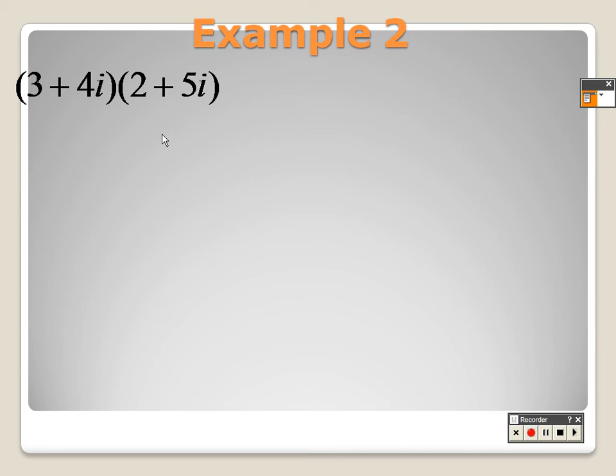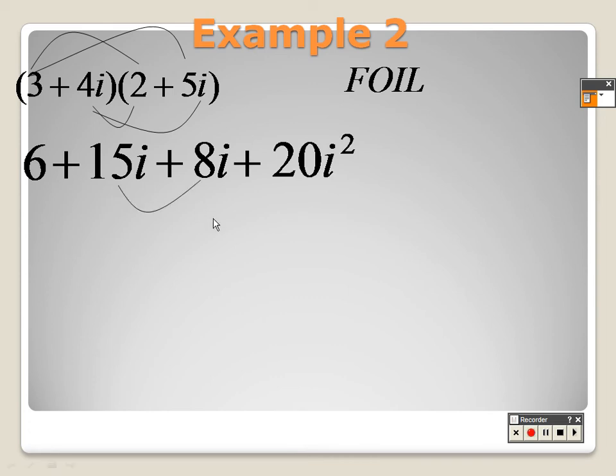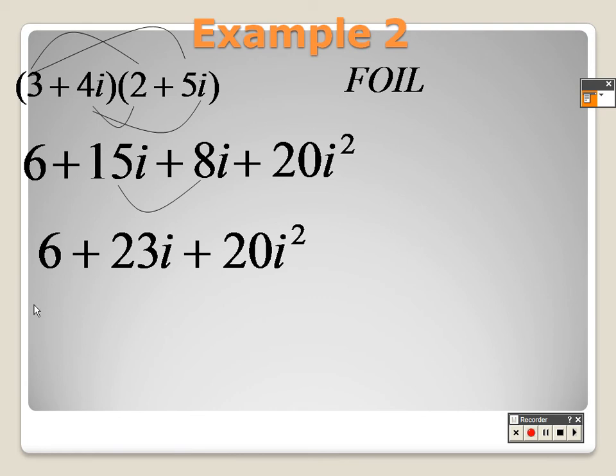Example 2. Multiplying is like foiling. It's all the same. 3 times 2 is 6. 3 times 5i is 15i. 4i times 2 is positive 8i. And 4i times 5i, 4 times 5 is 20. i times i is i squared. So you combine your like terms, and here's what you have. 6 plus 23i plus 20i squared.